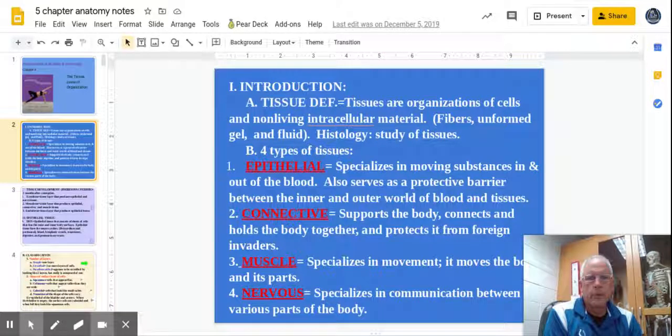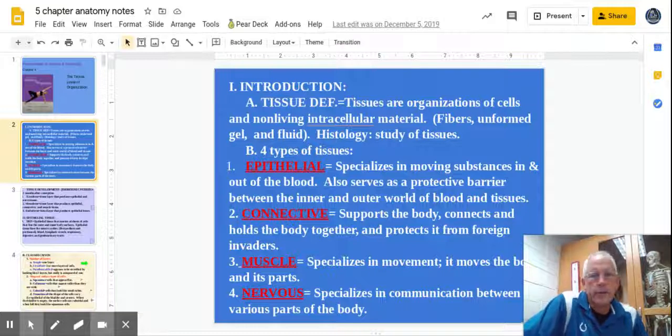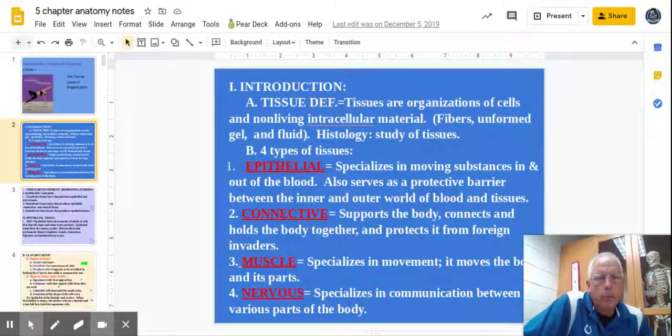So epithelial specializes in protection. As you know, your skin does a really good job of being a barrier, protecting us against things. And we take that for granted. When that's removed, the biggest problem we have with burn victims is infection. That's what usually kills a burn victim, is they get infection from getting their skin removed. So super important that it serves that protective barrier. And we'll talk more about that coming up. That's the first thing we're going to go over.